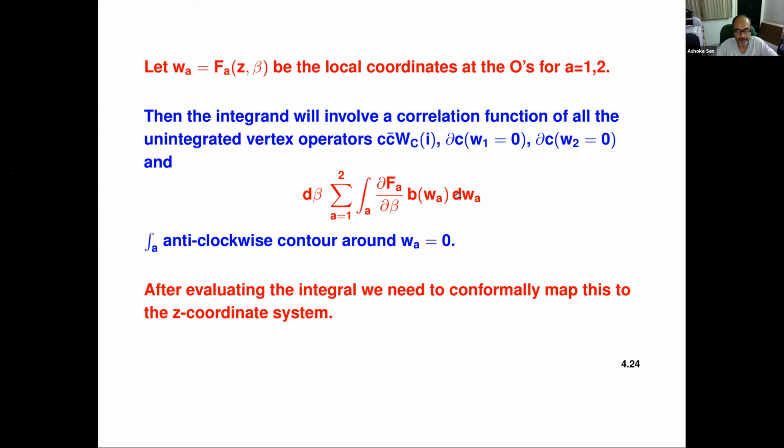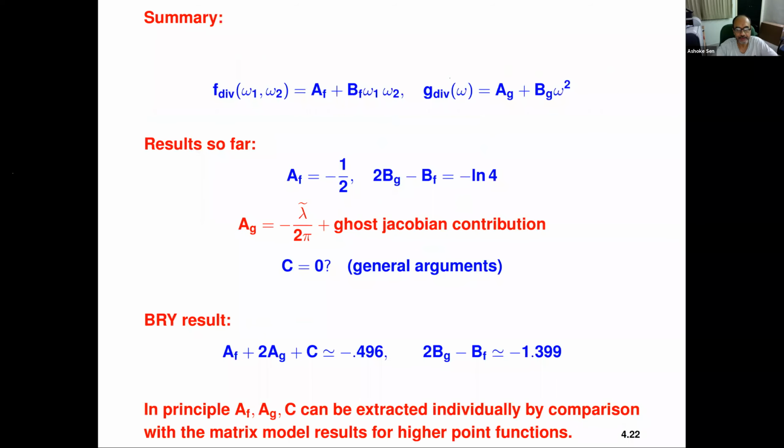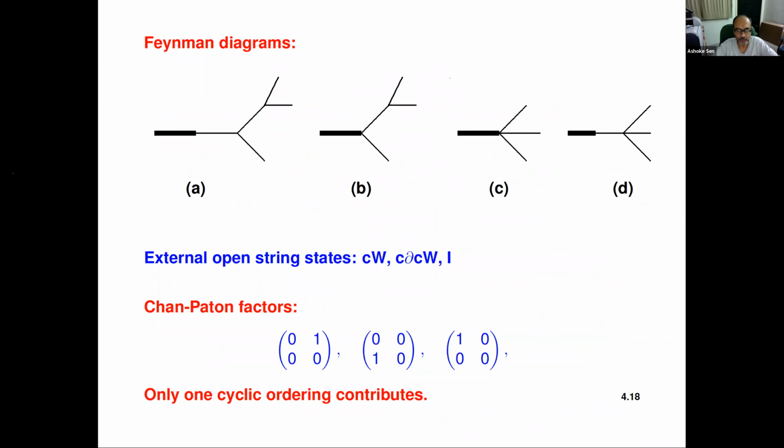For example, this amplitude. So this has two moduli, and you have a del C, a partial C, on the external line. So you have to follow this procedure to figure out what the integrand should be in this case.